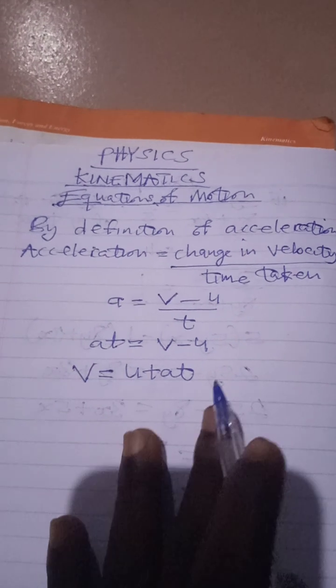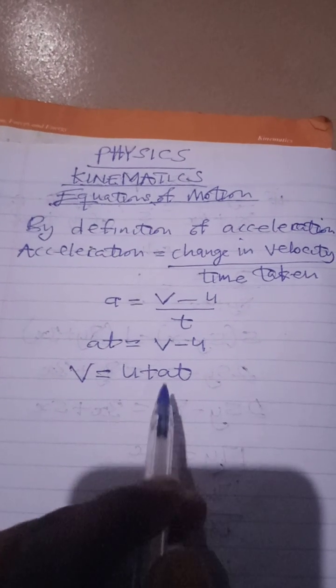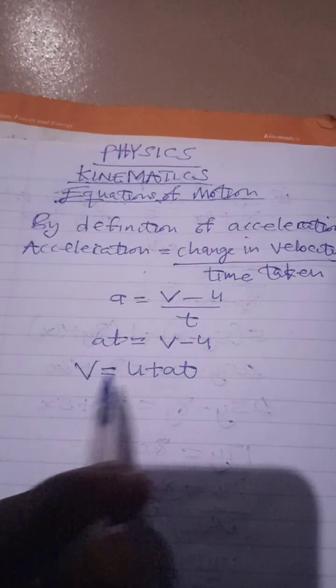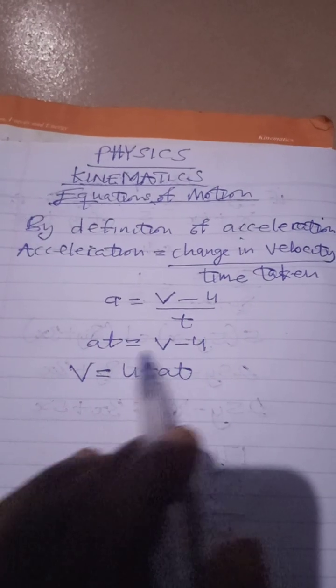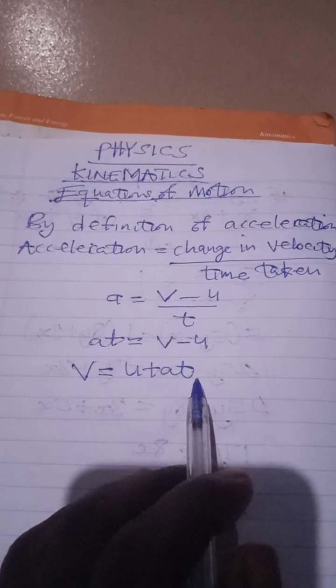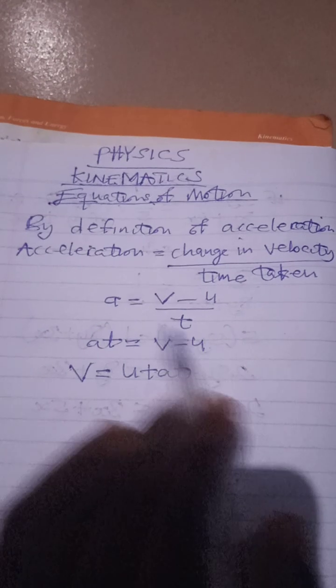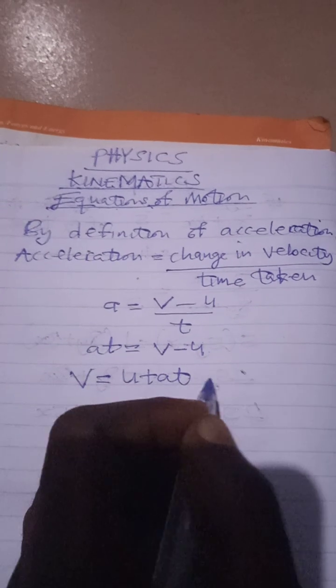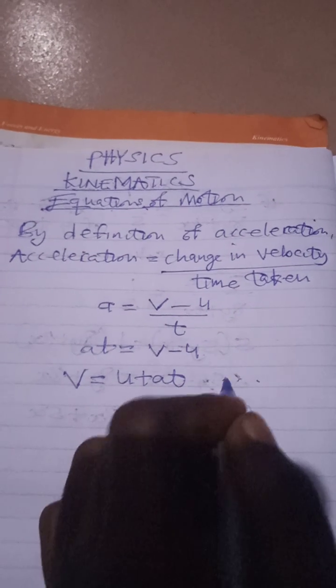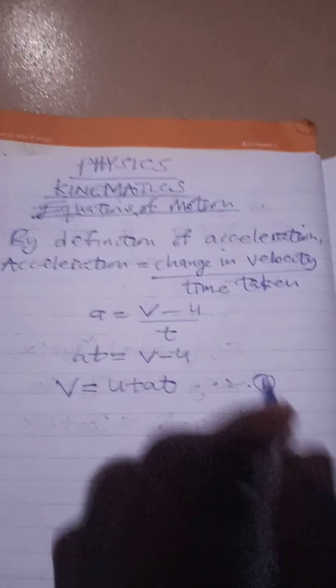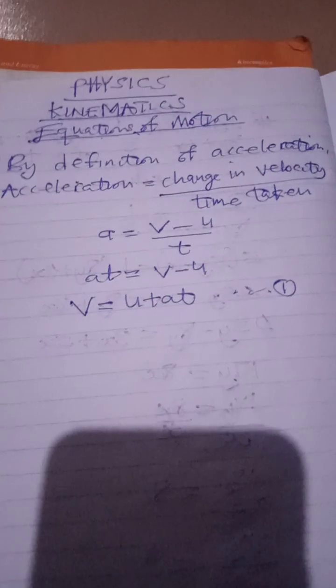So I just wrote it properly here. v is equal to u plus at. If you make v the subject, you get v is equal to u plus at, because this one will move to here and become positive. So this is the first equation of motion.